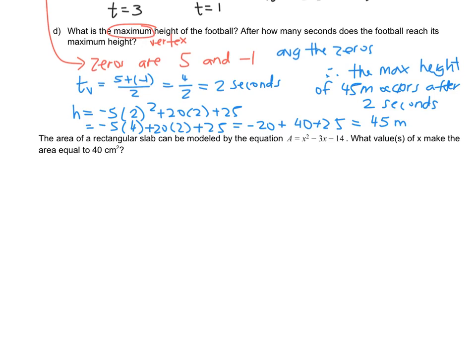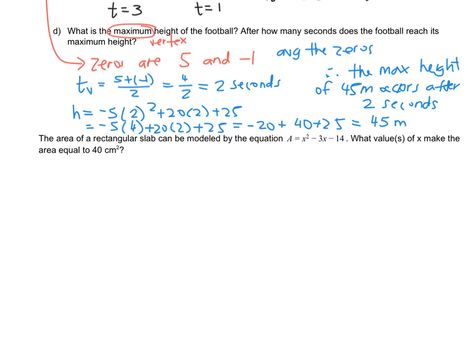Now, let's move away from projectile and try something new. The area of a rectangular slab can be modeled by the equation A equals x squared minus 3x minus 14. What values of x make the area equal to 40 centimeters squared? So we don't actually know what x represents. It doesn't necessarily represent a length or a width. It is just a value.